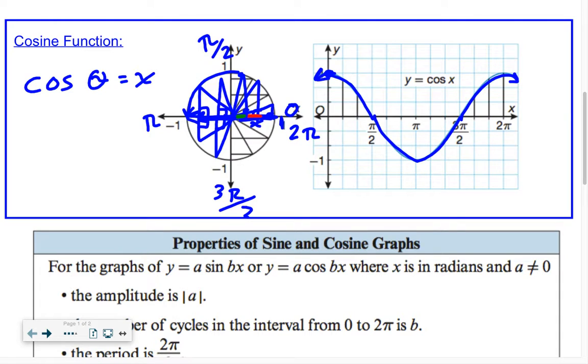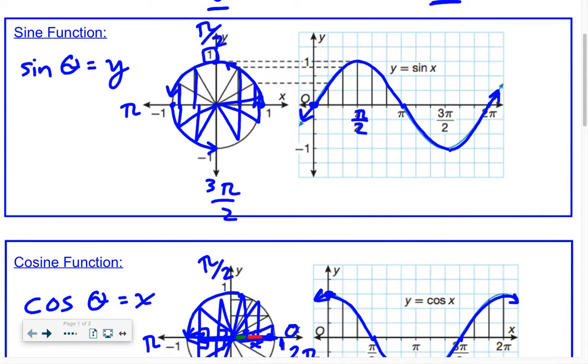So in about 5 to 10 minutes, that's the explanation for how we come up with these functions. The biggest thing I want you to take away from this is when we are talking about the sine function, they always start at the origin.